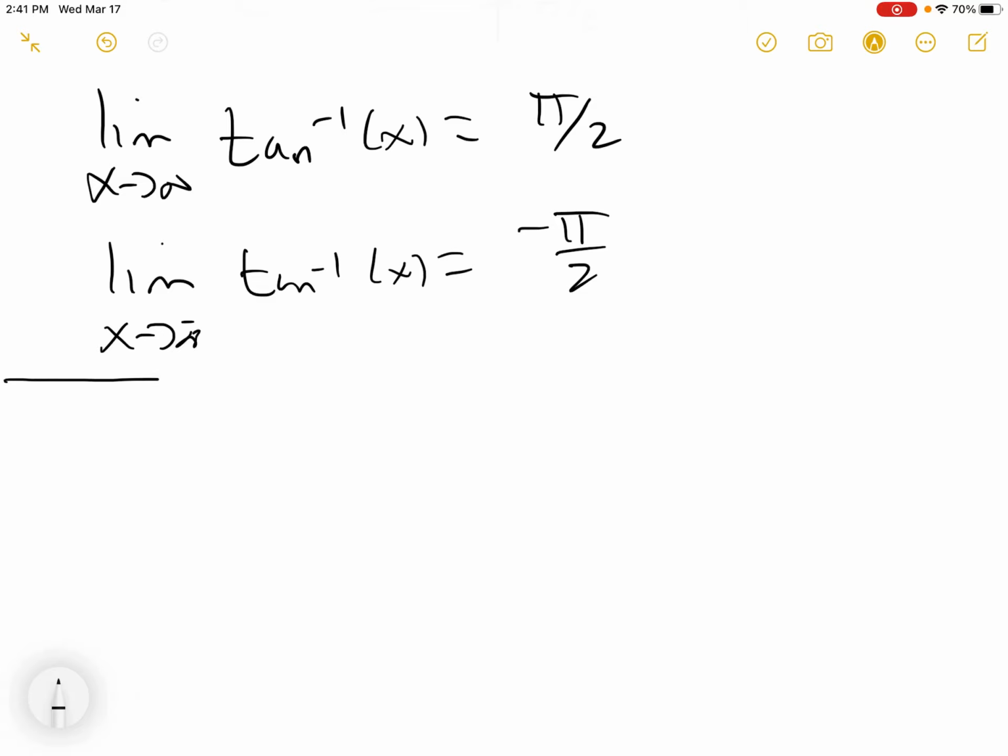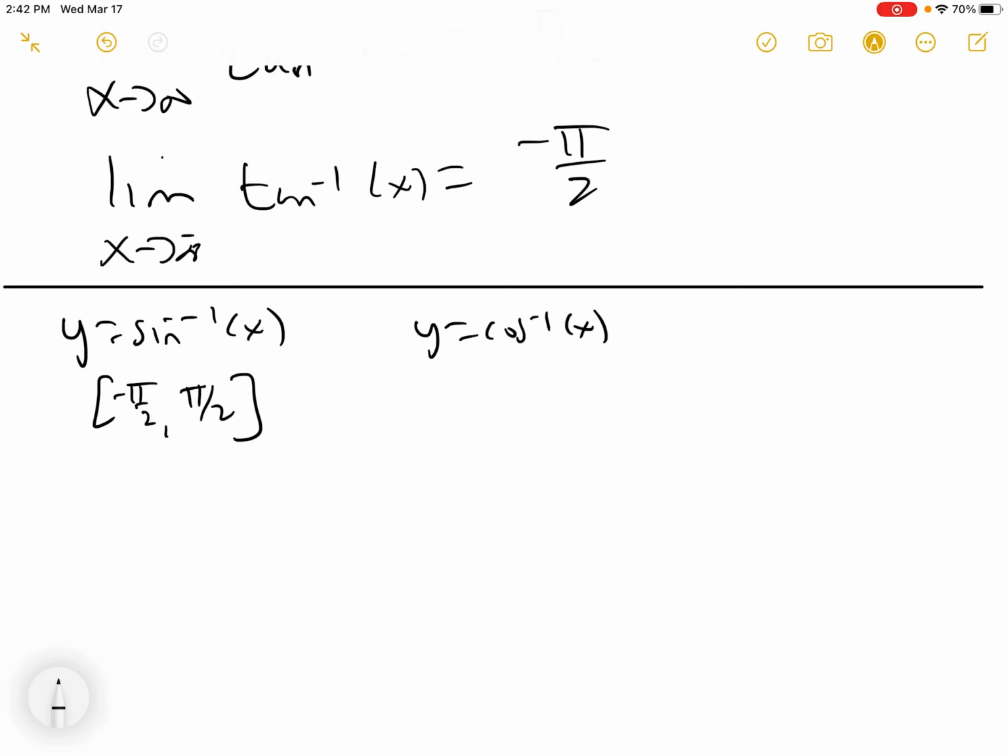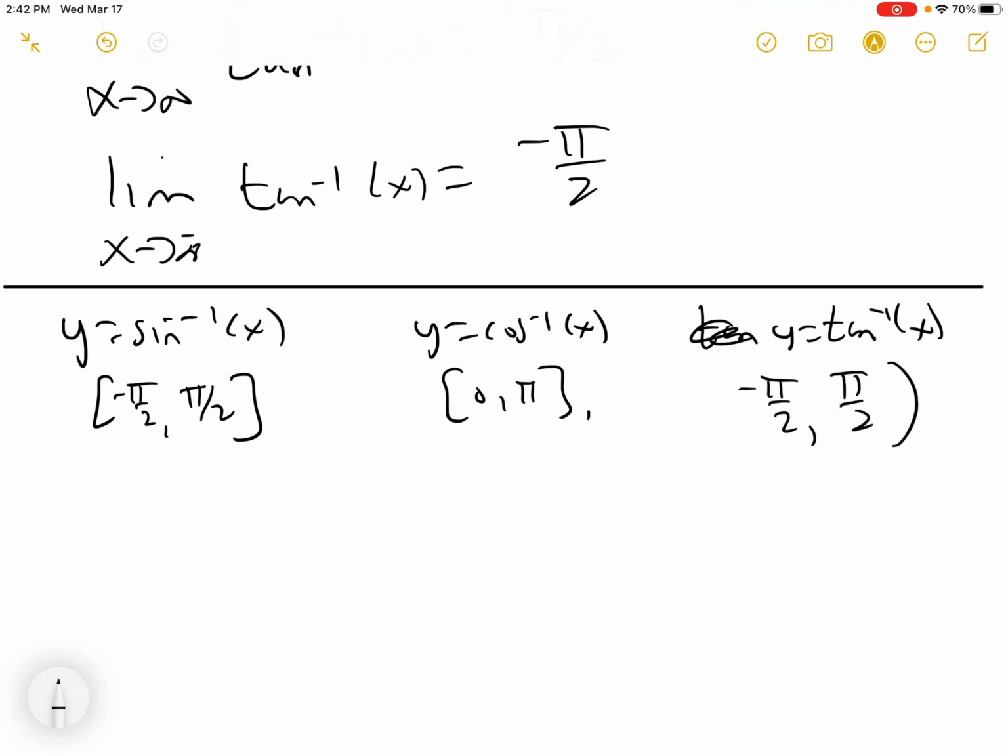Okay, so summarizing here, y equals sine inverse of x has a restricted domain minus pi over 2 to pi over 2. y equals cosine inverse of x goes from 0 to pi. And y equals tan inverse goes from minus pi over 2 to pi over 2, open brackets. Okay.